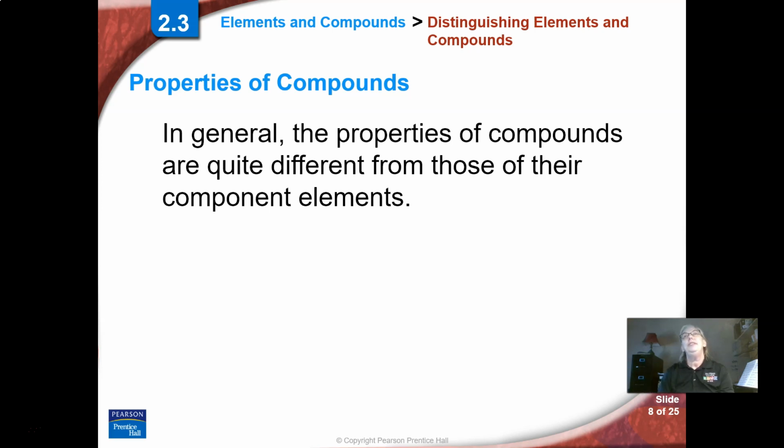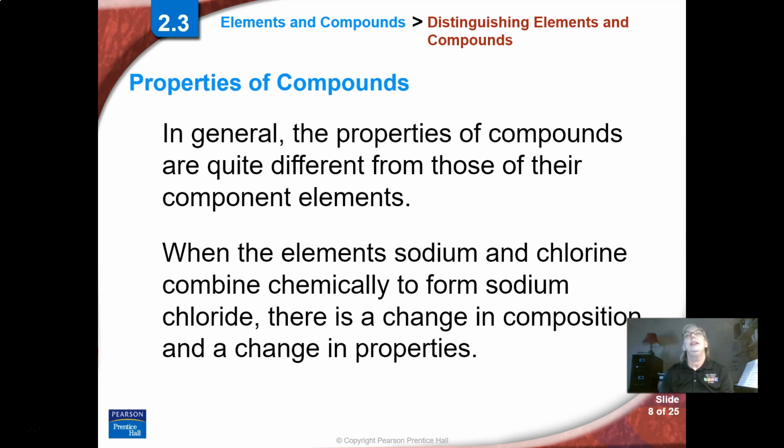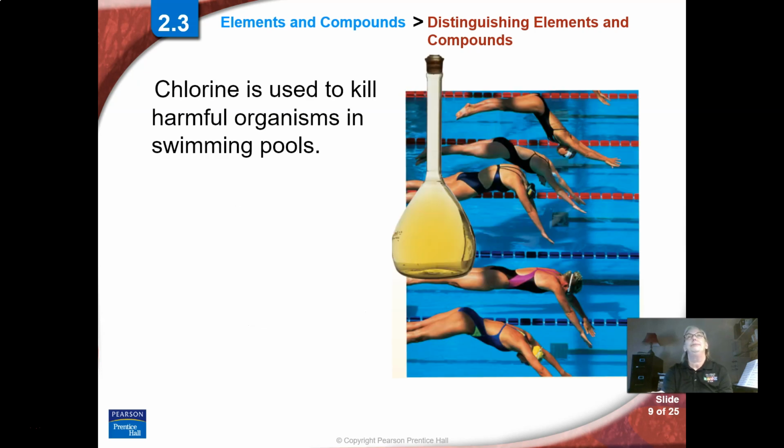So usually the properties of a compound, like the properties of sugar, are a lot different than the properties of water. So sugar at room temperature is a solid, and water at room temperature is a liquid. So those properties are very, very different. So when we put sodium and chlorine together, we form sodium chloride, and there's a change in composition and a change in its properties when you have the difference between sodium and sodium chloride.